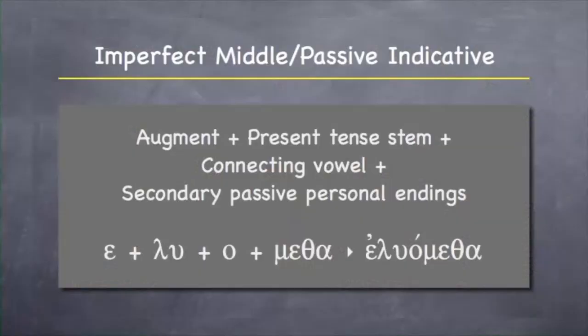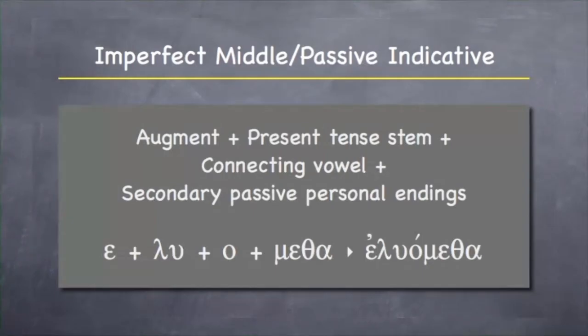Okay, enough for the imperfect active. Let's switch to the imperfect middle passive. How do you form an imperfect middle passive? I'm glad you asked. Here's how you do it. You start with an augment. You have the present tense stem, a connecting vowel, and secondary passive personal endings.